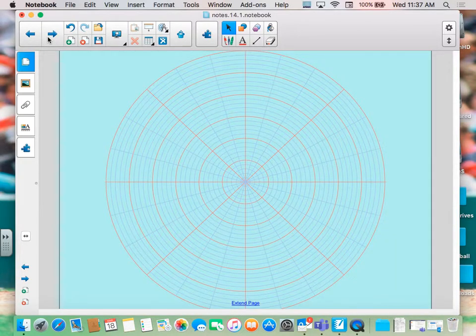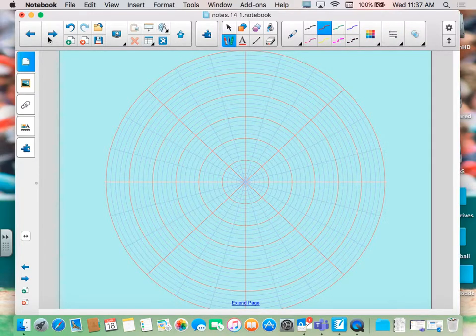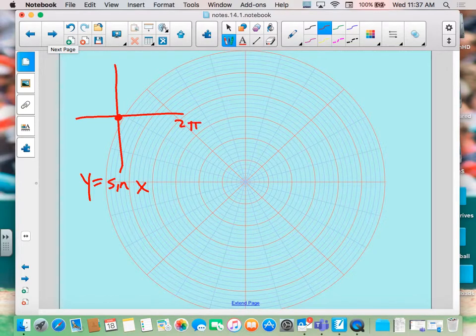All right, so on this page, what I was going to do is have you practice one more time. Here is a sine wave. Go ahead and practice it in your notes. Where does it start? 0, 0. Where does it end? 2 pi. It's back at 0, 0. What's it do halfway in between? It's at 0. So those are what we call critical points or critical values.